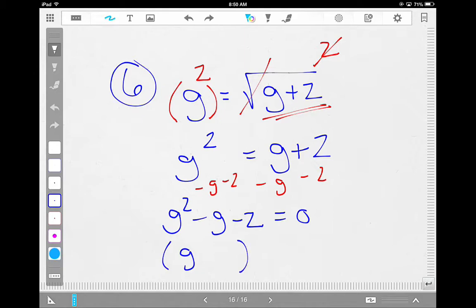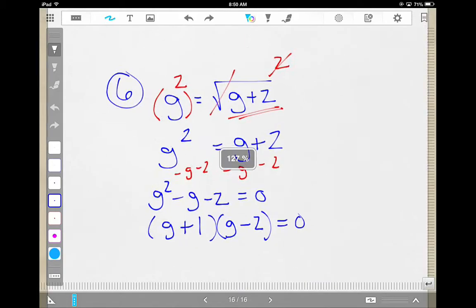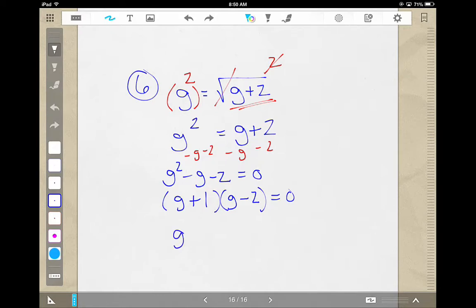So I know g times g will give me g squared. So it looks like a negative 2 times a positive 1 will end up being my factors for this one. So that's going to give me g could be a negative 1 would make that 0, or g could be a positive 2. I better do my check. So if g is negative 1, is that going to equal the square root of g plus 2? So let's put in that negative 1 and find out.